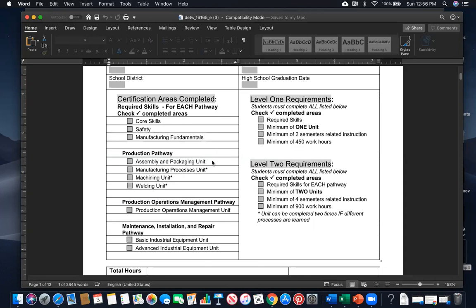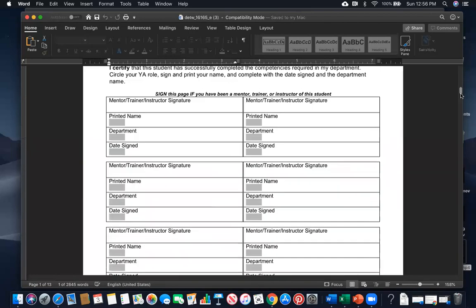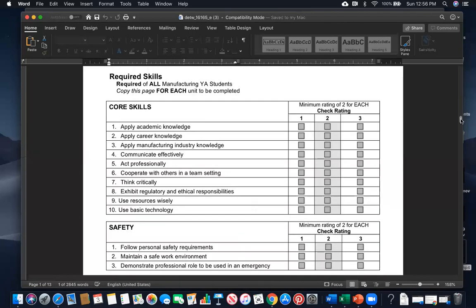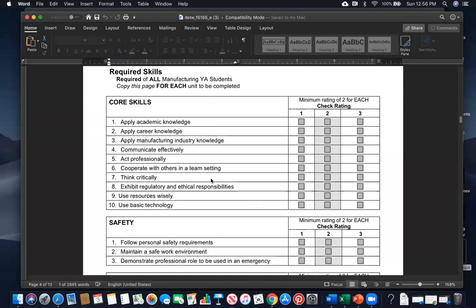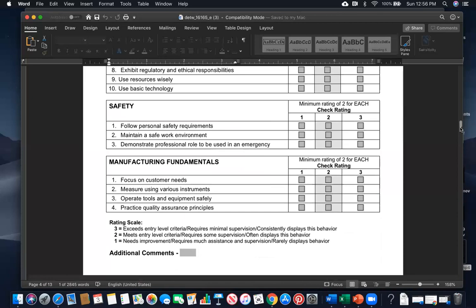So they might do their work in assembly and packaging or manufacturing processes, machining, welding, production operations management, basic industrial skill equipment, or advanced industrial equipment, which would probably be for those level 2 students. And then if you go to that particular checklist, you'll see all of the different core skills that you have to sign off for this particular student, all the safety skills, and the manufacturing fundamentals.